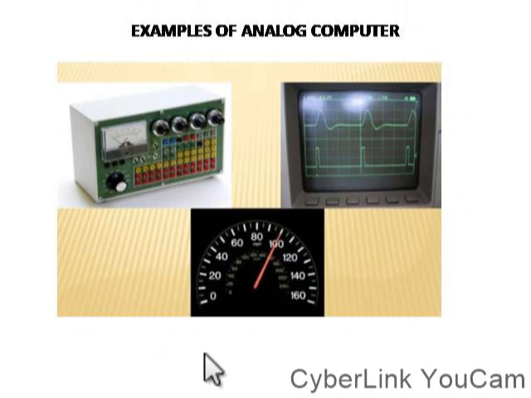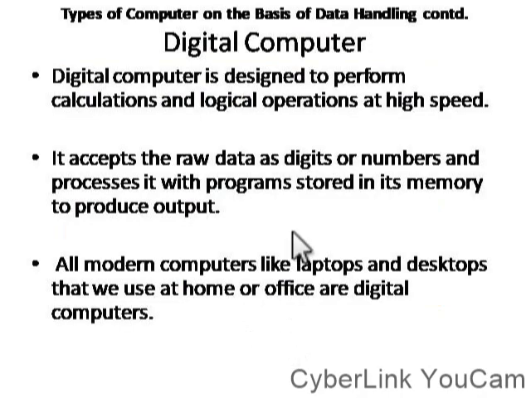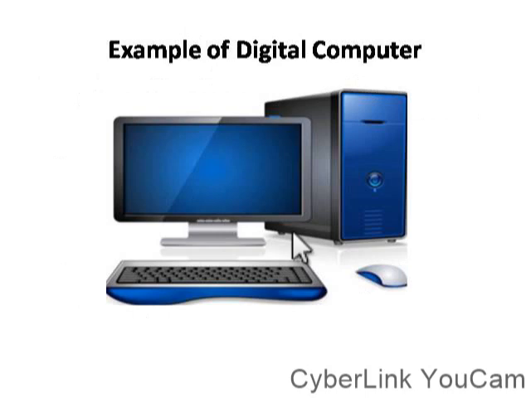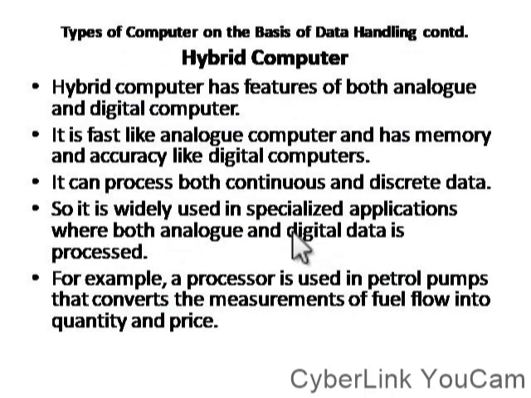Let us see the examples of analog computers. You can see here. Next, digital computer. It is designed to perform calculation and logical operations at high speed. It accepts raw data as digits. Obviously, it is a digital computer, so it accepts data in the form of digits or numbers. All modern computers like laptops and desktops that we use at home or office are digital computers. Let us see how it looks. So these which we are using in day-to-day life are all digital computers.